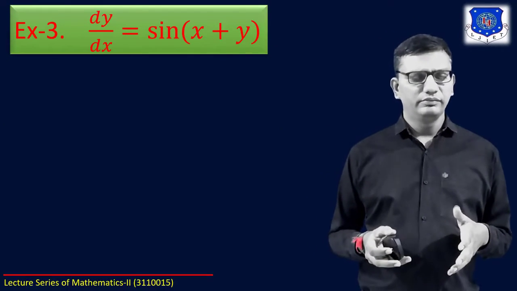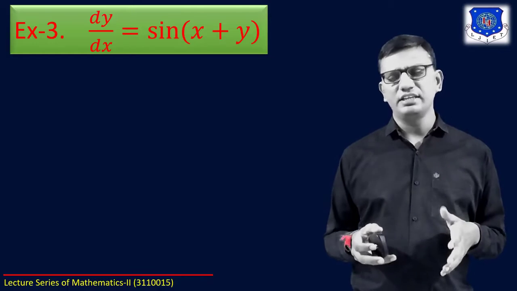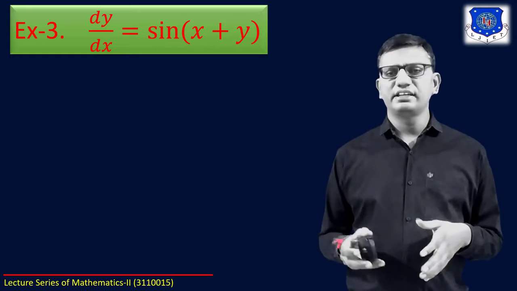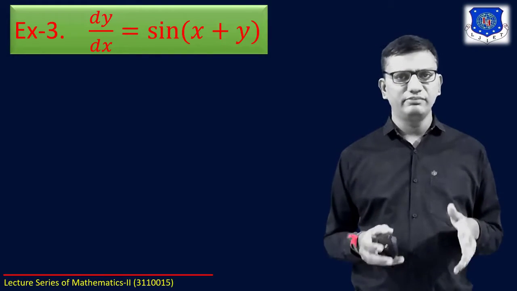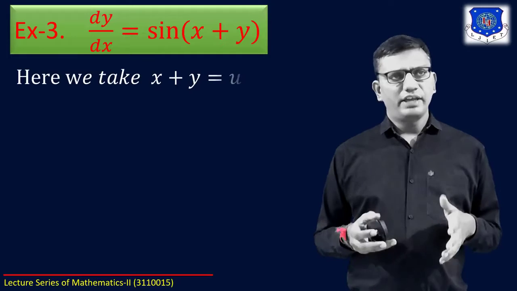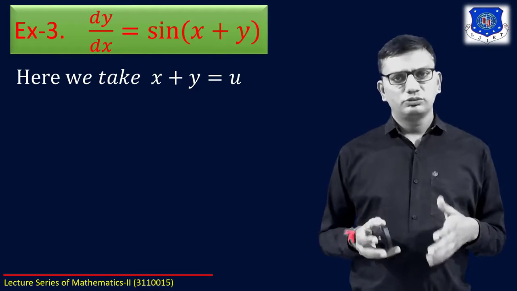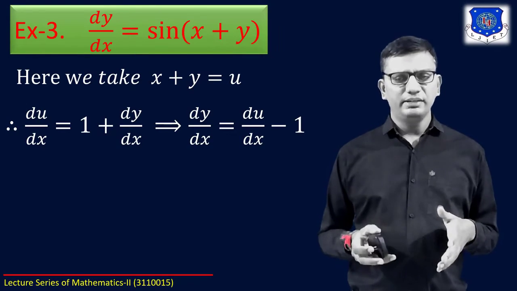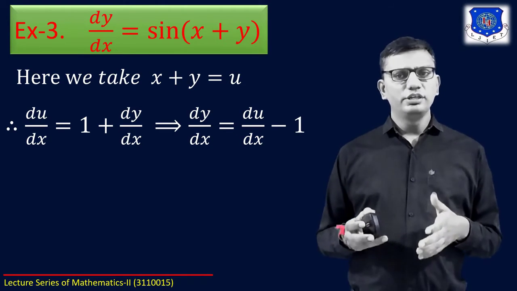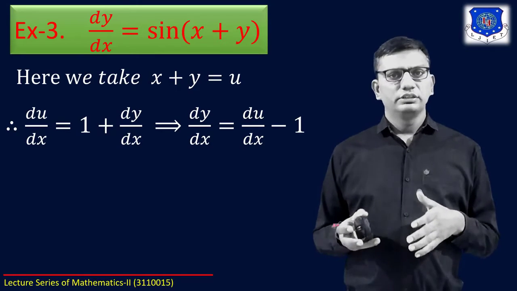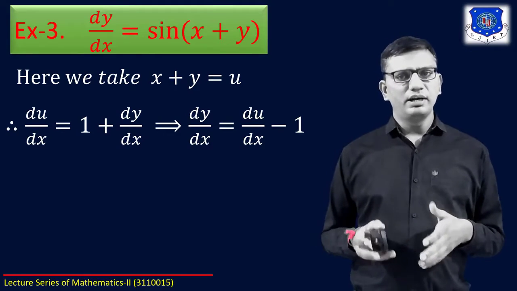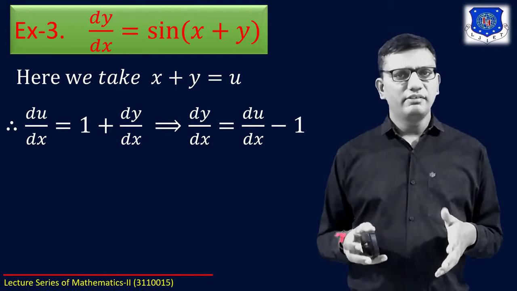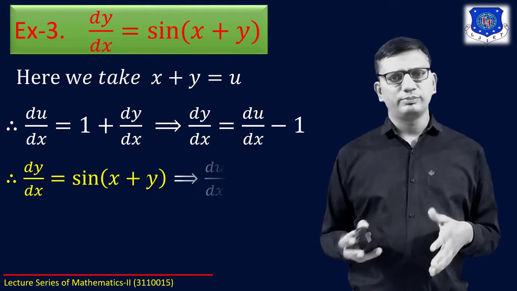In the third example, we are taking dy by dx equal to sin of x plus y. Here we cannot easily separate the x and y. So we take x plus y equal to u. Then we have du by dx equal to 1 plus dy by dx. That implies dy by dx equal to du by dx minus 1. Therefore, we can put this value of dy by dx in the differential equation dy by dx equal to sin of x plus y.